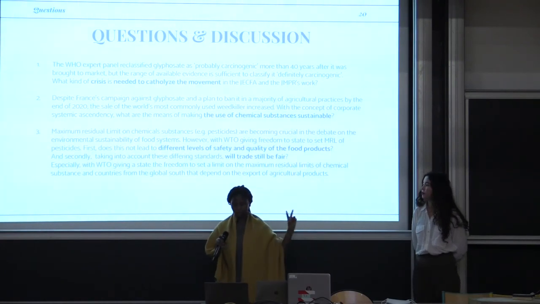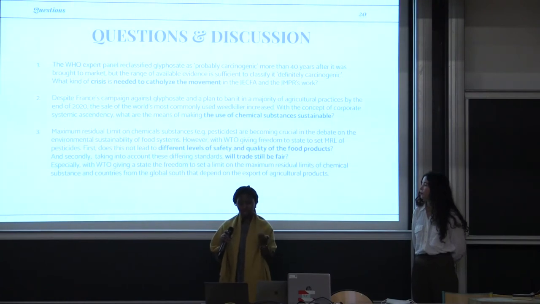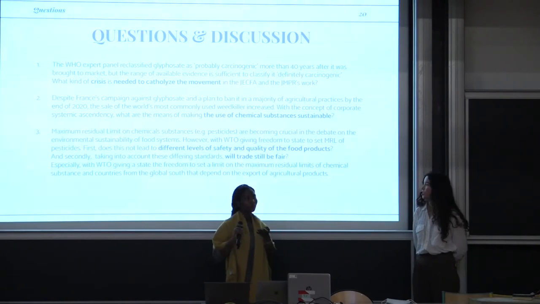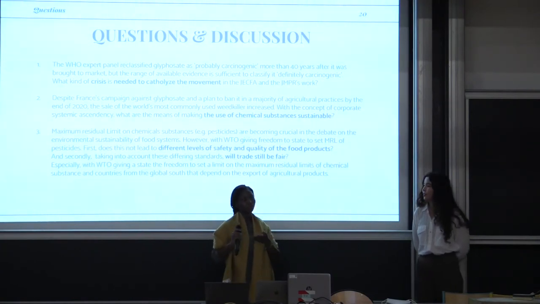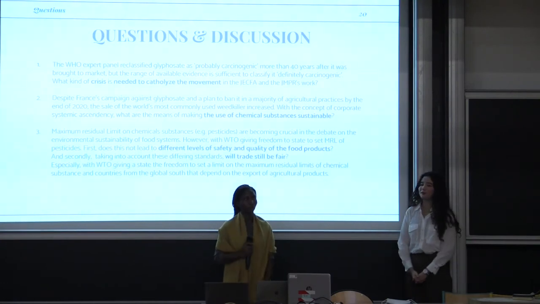Because, you know, part of the objective of Codex is trying to remove trade barriers. So especially with the WTO giving states the freedom to set these limits, countries from the global south, knowing fully well that they depend on the export of agricultural products and receive this revenue to develop their countries, wouldn't they be on the losing end here? Yeah. So that's the question.